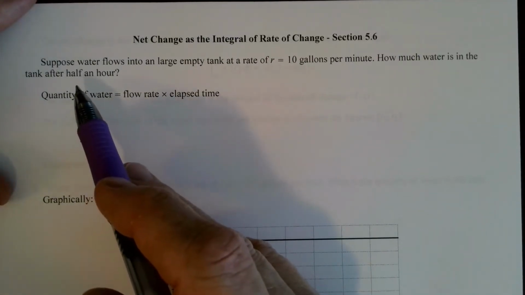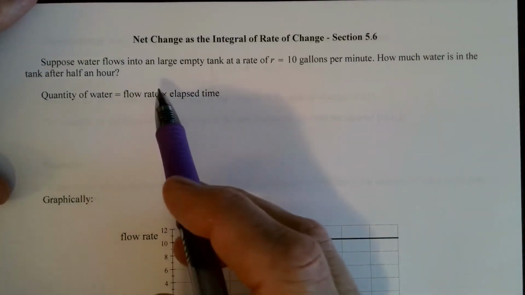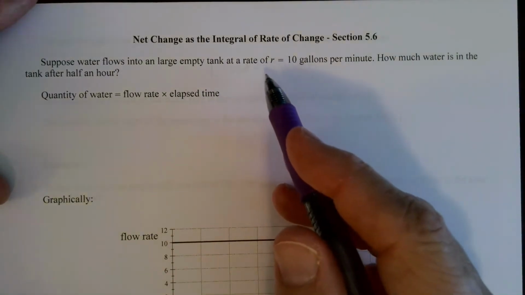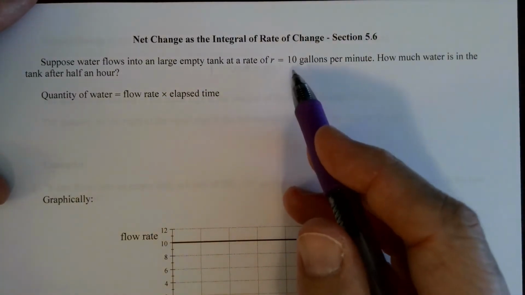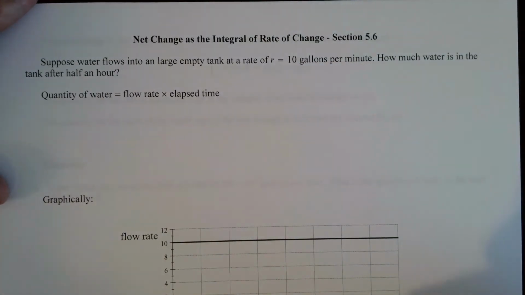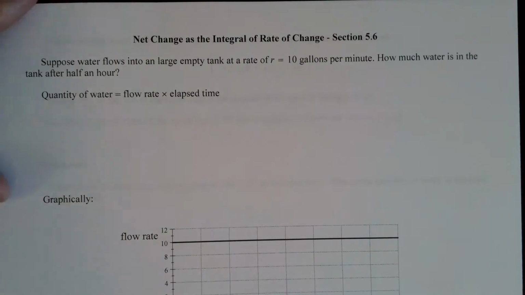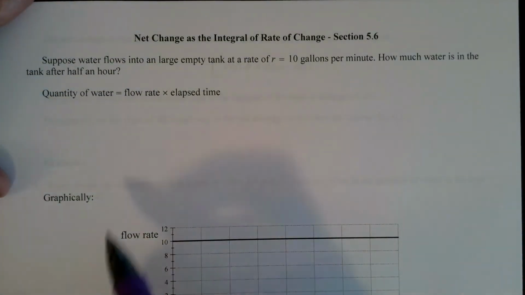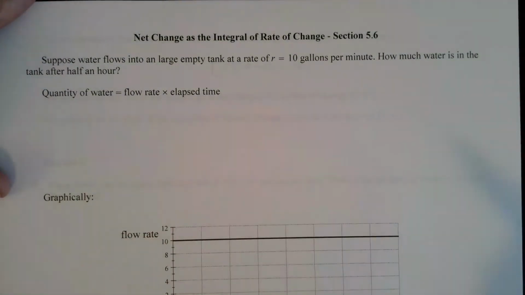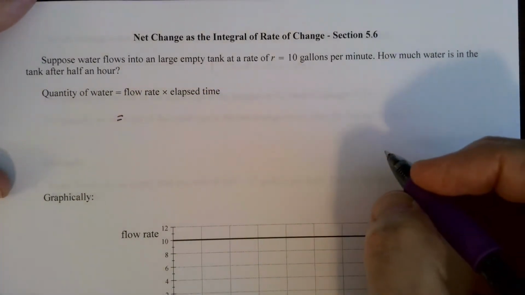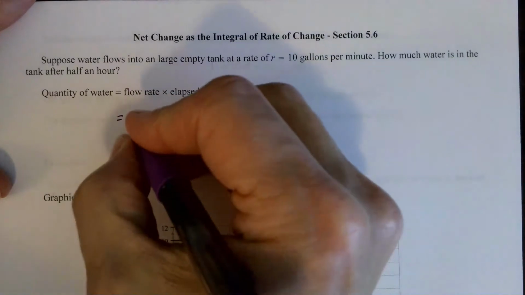Let's start with a simple example. Suppose we have water flowing into a large empty tank. And we know the rate that the water is flowing in, we'll call that R, and that's say 10 gallons per minute. Okay, so if it's flowing in at 10 gallons per minute, how much water is in the tank in half an hour? Well, the quantity of water is simply going to be that flow rate times the elapsed time. Right? And so the flow rate we have is 10 gallons per minute.